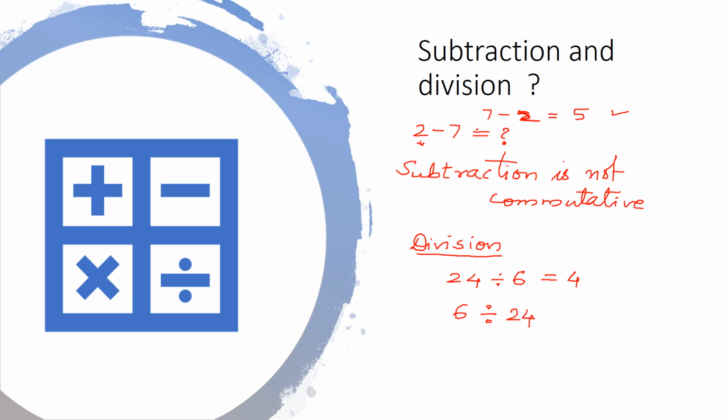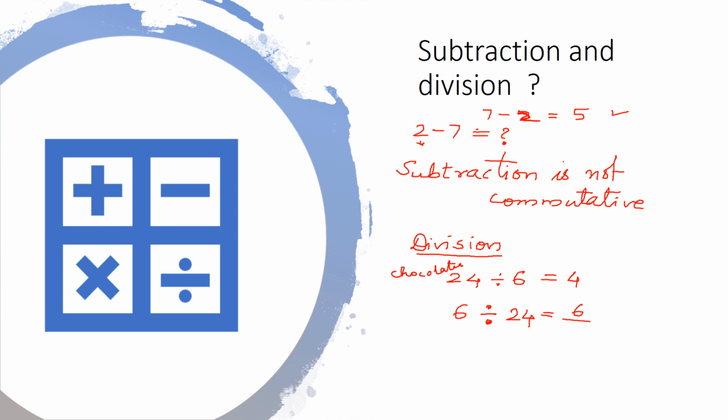24 divided by 6 means you got 24 chocolates. You are giving these chocolates equally to your 6 friends. Then what is the number you are getting? 4. Each friend will be getting 4 whole chocolates. Okay. Now you got only 6 chocolates, and you have to give them to your 24 friends. Is that possible? You will have to break it. Can you give it as whole? No. You will have to break it. So you get it as a fraction.